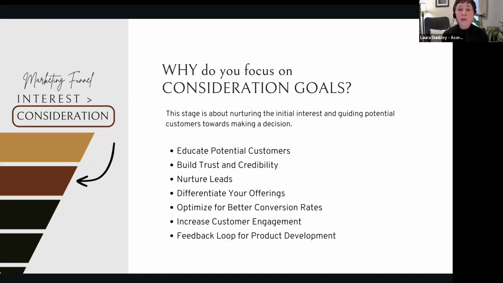Optimize for better conversion rates. As we mentioned, it's nurturing the leads, but then you want to convert them as fast as possible to improve that. So that would be one of the goals. Why do you focus on it? Well, to increase customer engagement, right? No matter what they need, if they're engaged and they're interested, they're going to move forward.